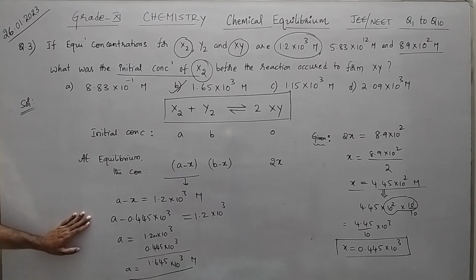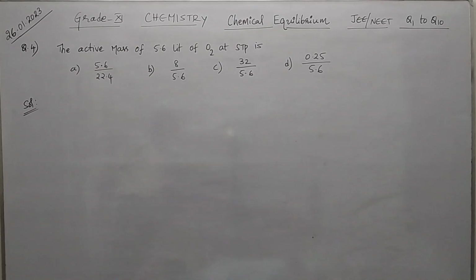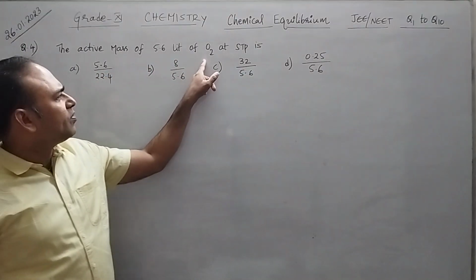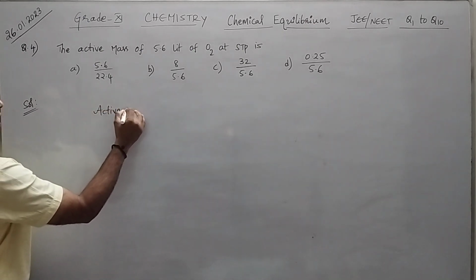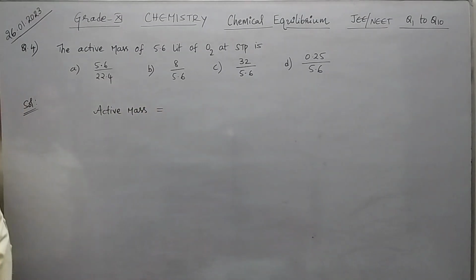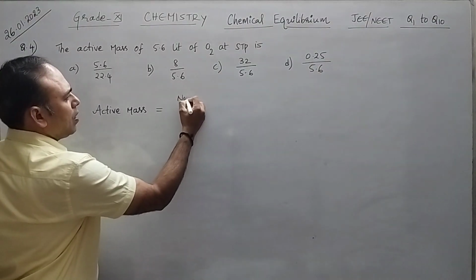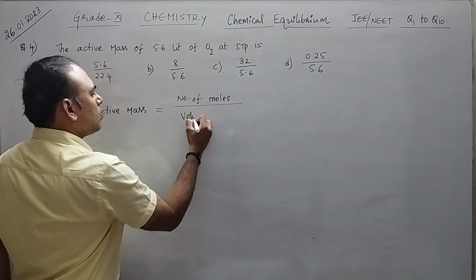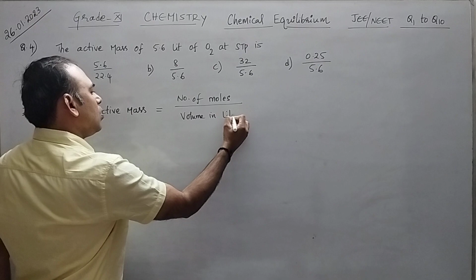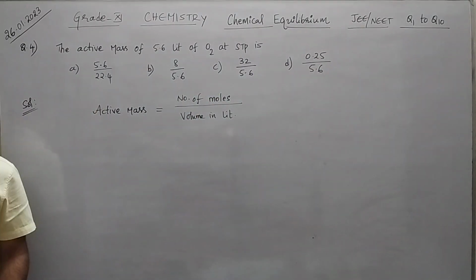Let's move to question number 4. Trying to solve question number 4. They are asking the active mass of 5.6 liters of oxygen at STP. See, we are familiar with active mass. What is the formula to calculate active mass? Number of moles by volume in liters. So this is your formula. So try to calculate this.